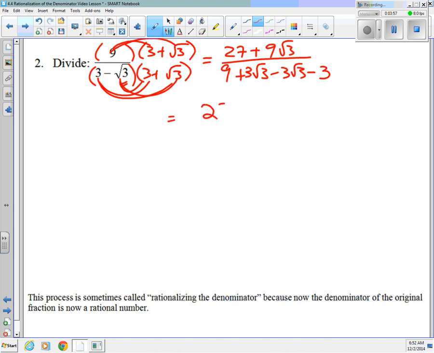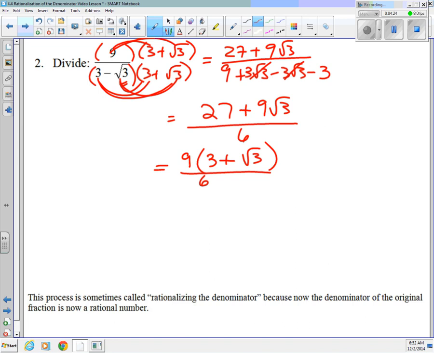So now we have 27 plus 9 radical 3 over, and you'll see again, just like the i terms canceled out before, the radical terms cancel out, and 9 minus 3 is 6. This can be further simplified. If you realize we actually distributed that 9 through, there's a few ways to simplify this. We could factor out the 9 on the top and be left with 9 times 3 plus radical 3 over 6, and then realize that 9 over 6 simplifies to 3 over 2. So I get 3 times 3 plus radical 3 over 2.